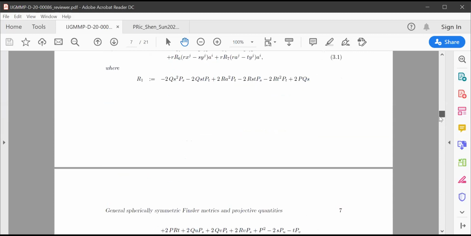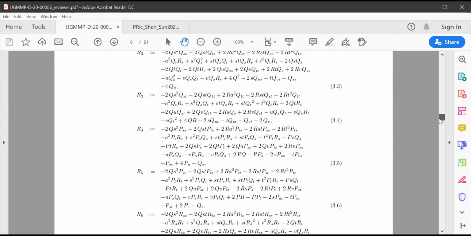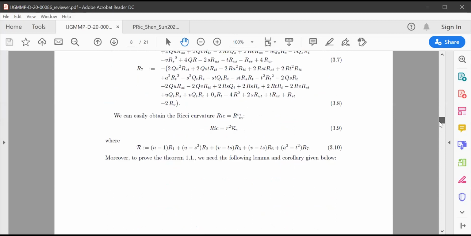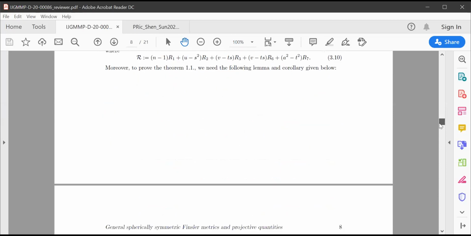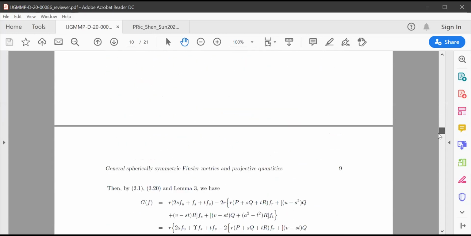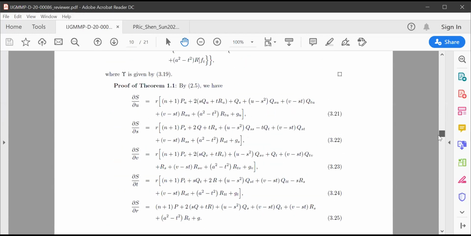Okay, so I don't even see Q and R. It must be in the same paper. Does the paper contain hundreds of pages? I don't know. It's not there, no Q and R. Okay, now the proof of the theorem is here.